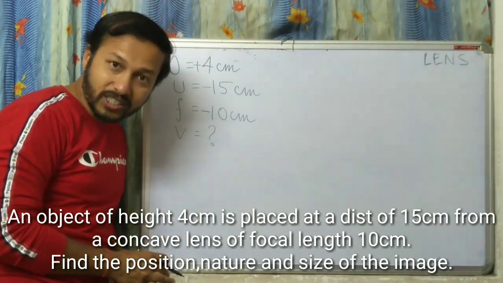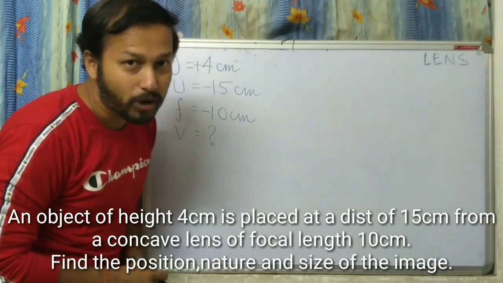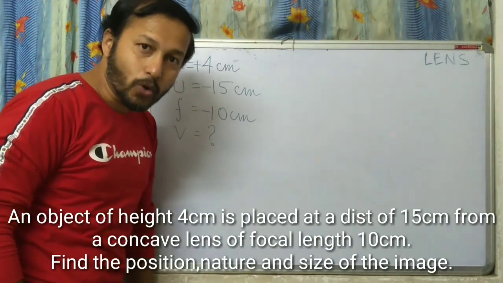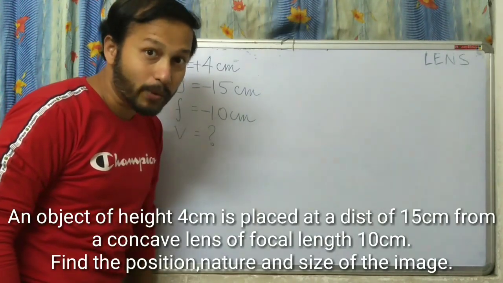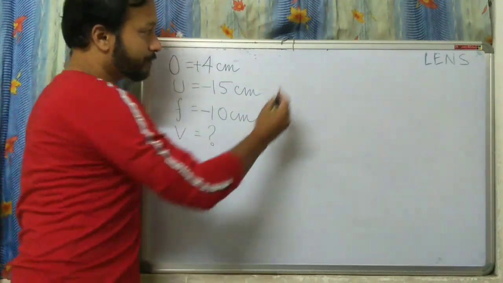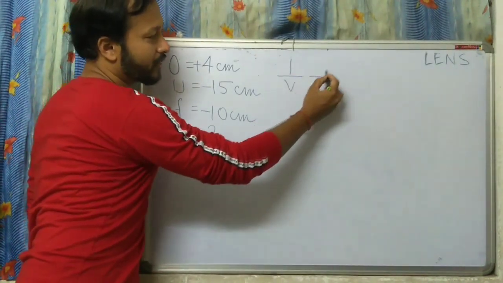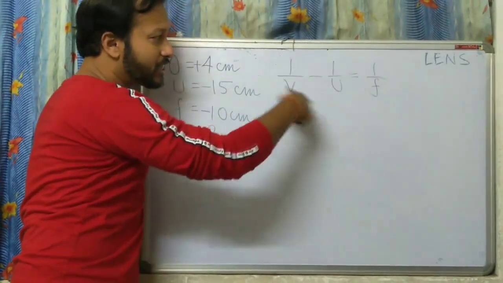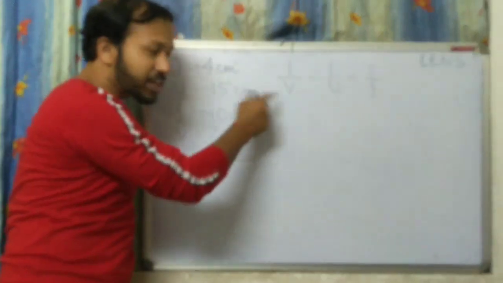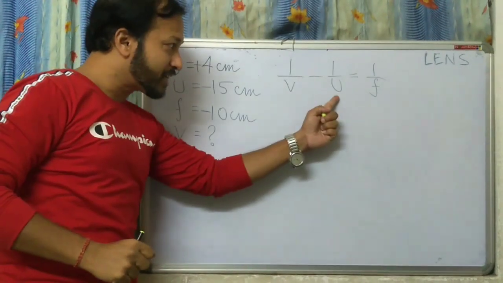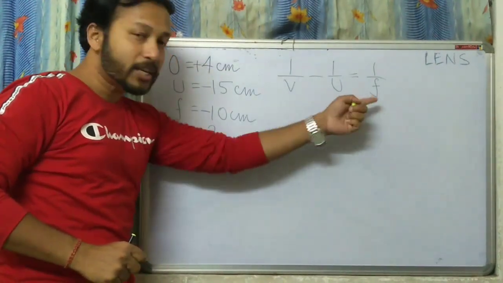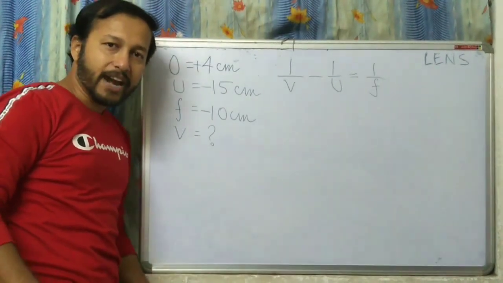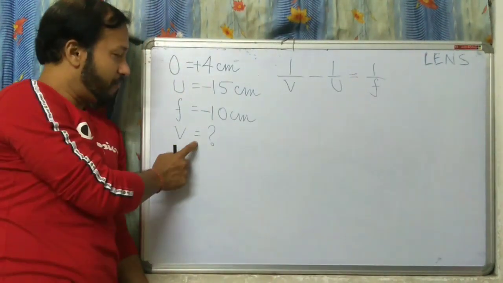I mean image distance. For that we require a formula, which we call the lens formula. The lens formula is 1 by V minus 1 by U equal to 1 by F. Let's write it. 1 by V. This is a special formula. This is the relation between image distance, object distance and focal length. This formula is called the lens formula. Here we have to put all these values and we will get the value of V.